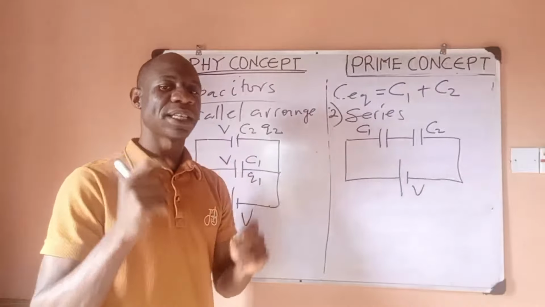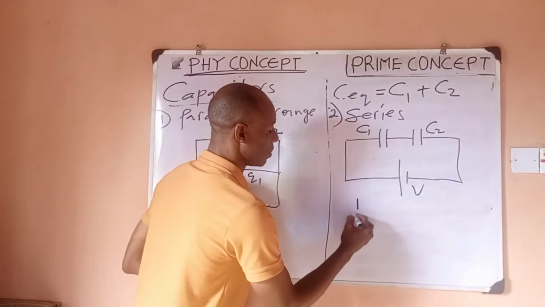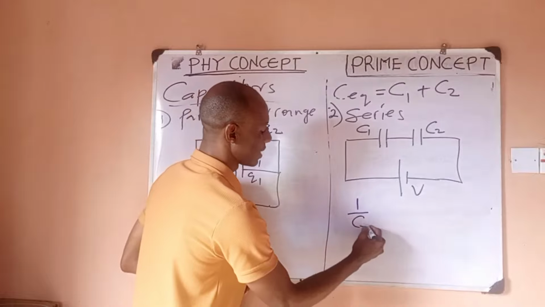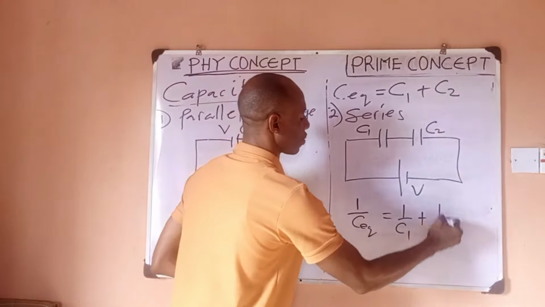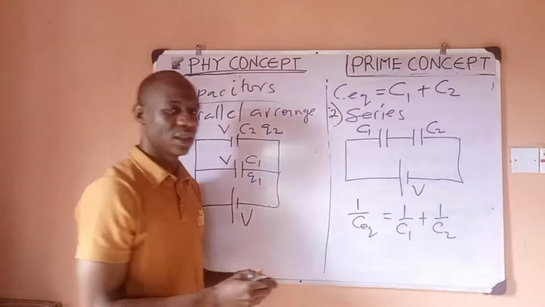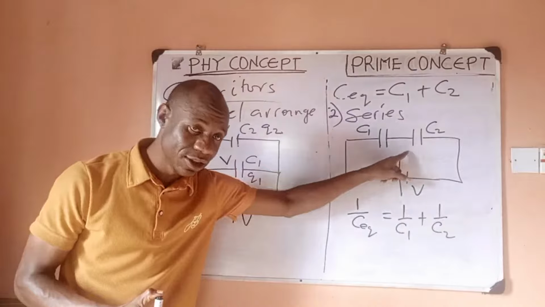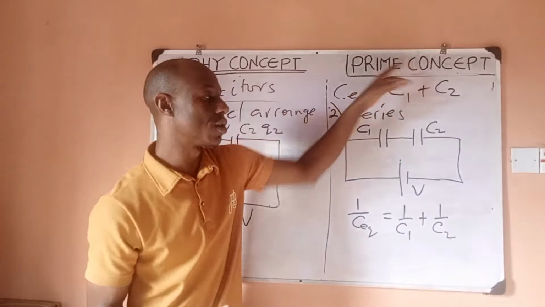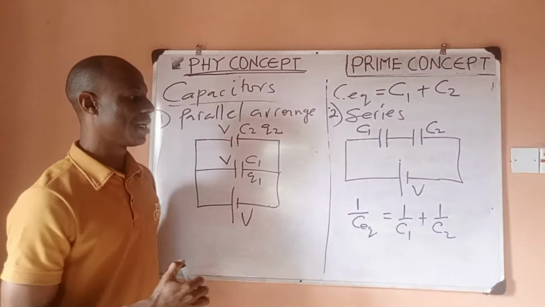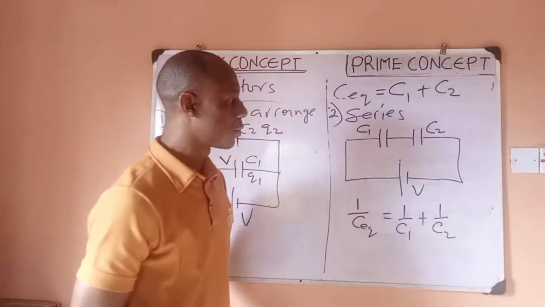Now, when you have capacitors in series, the equivalent is going to be like this. 1 over C equivalent equals 1 over C1 plus 1 over C2. So this is how you can solve for capacitors in series. Take note, it is the inverse when it is in series and the direct addition when it is in parallel. So take note.